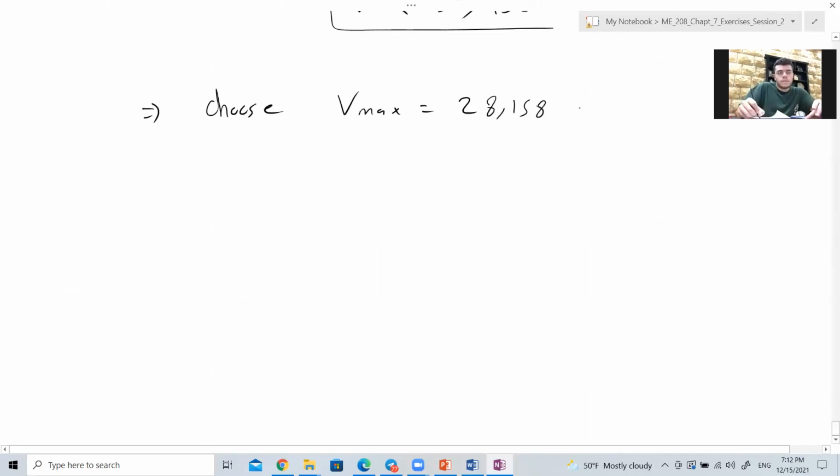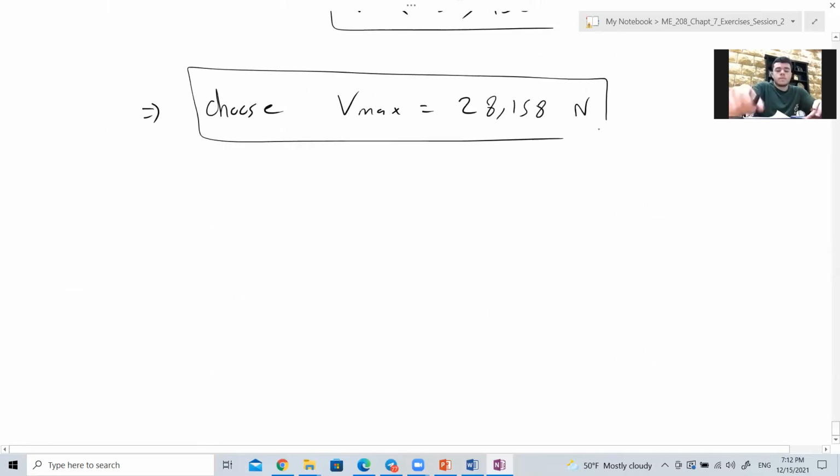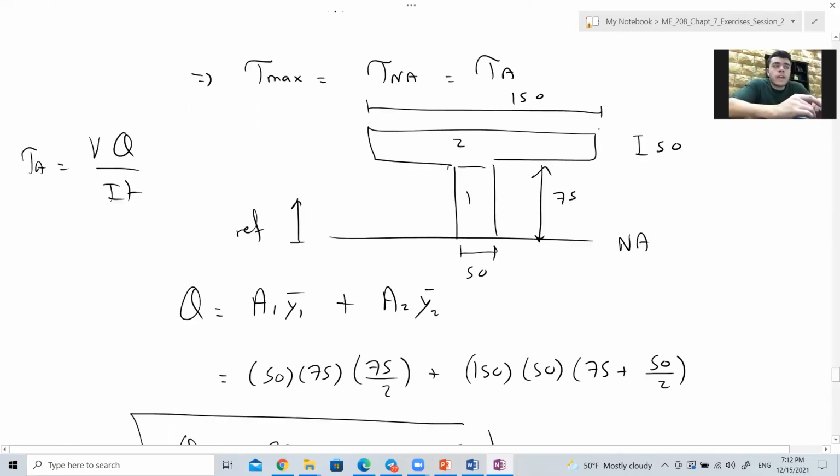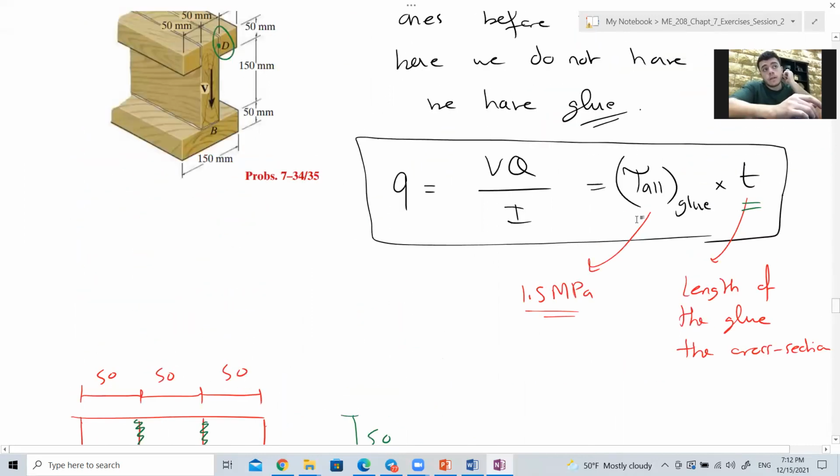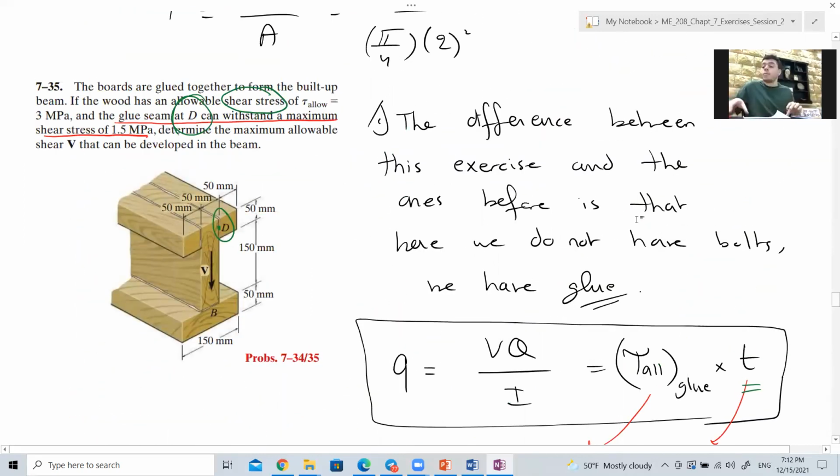Okay, so the new thing in this problem is that we have a glue. When we have a glue, instead of shear flow Q, VQ over I equal to NF over S, it becomes equal to tau allowable of the glue times T. So instead of VQ over I equal to NF over S, it becomes VQ over I equal to tau allowable times T, where T is the length where you put the glue on the cross section. At point D it is equal to 50.